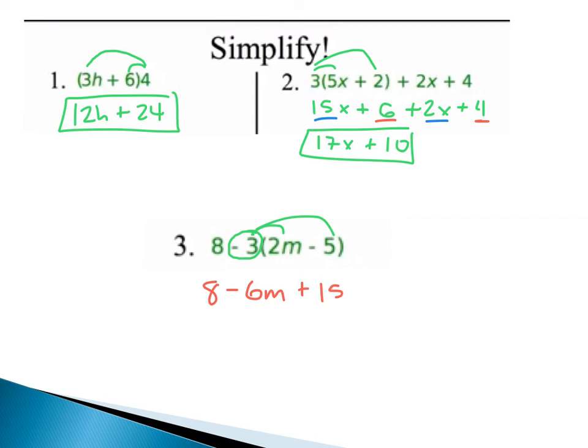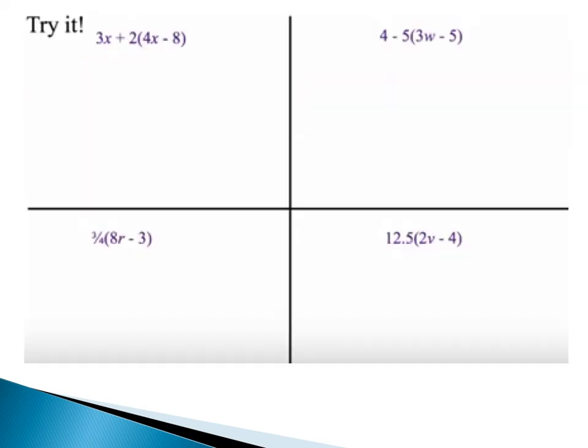And now lastly, again, what I can do is combine like terms. So I have 8 and 15. They're both positive, so 8 plus 15 is going to give me 23 minus 6m. And there's my answer. So key thing here, make sure you pay attention to any negative signs.